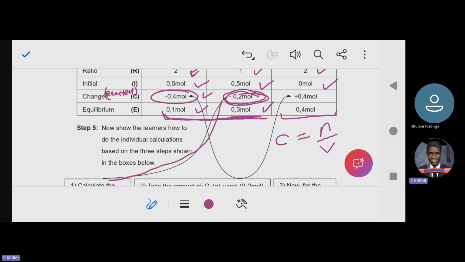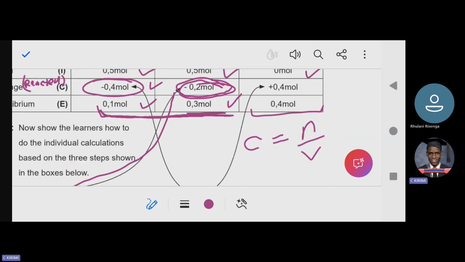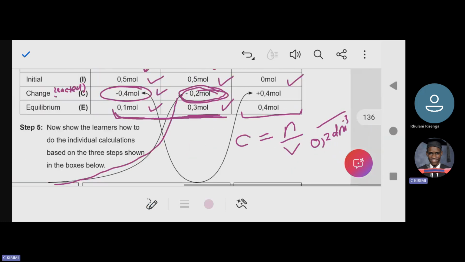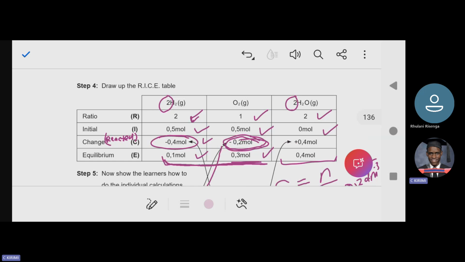Is it correct? Yes. Concentration is equal to number of moles over volume. Which means you are calculating the number of moles, the concentration of each, and your volume is not going to change. It's still remaining as 0.2 dm³. That is your volume. So then you calculate the concentration of each reactant.